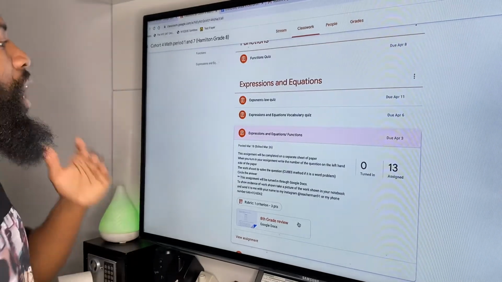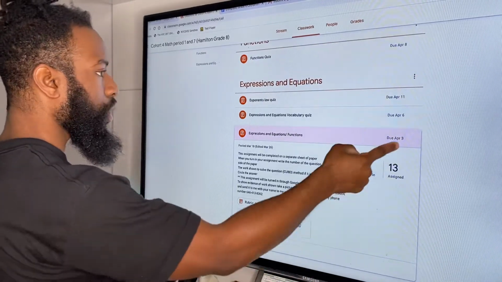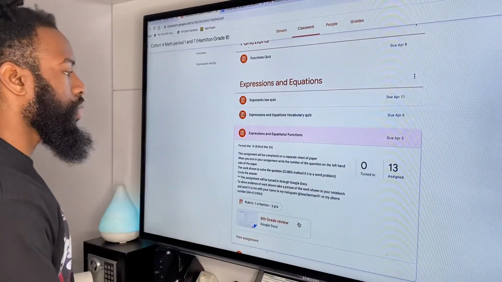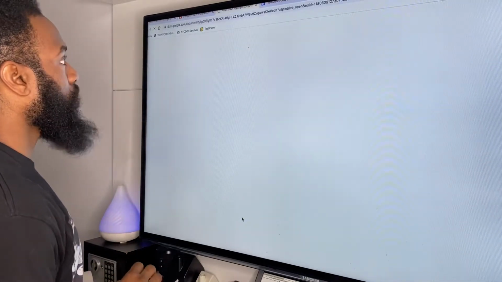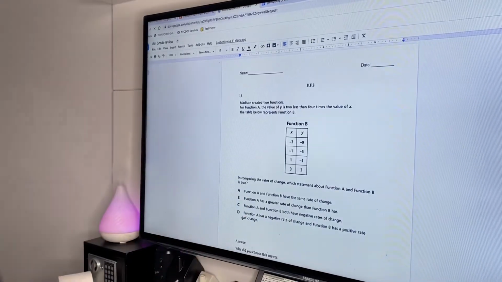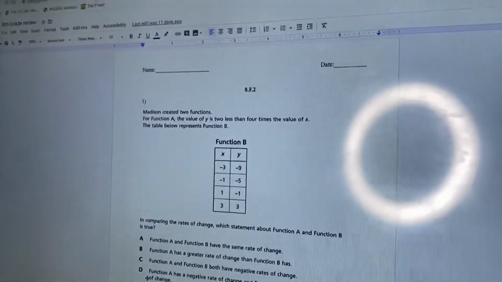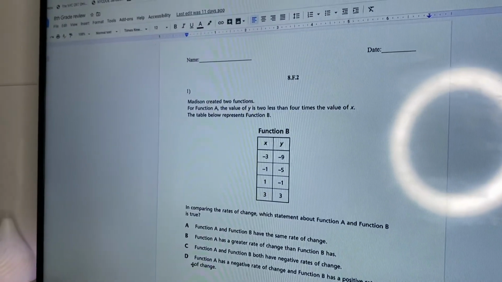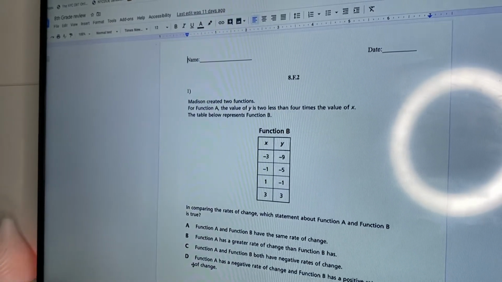Okay, next up we have expressions and functions. Let's do April 3rd. This is the assignment here. I'm going to click it. You click this, you get to your assignment, right? A lot of these we've already done. I think you have a few standards here, so I'm going to do 2 questions per standard and then leave you off with the rest.